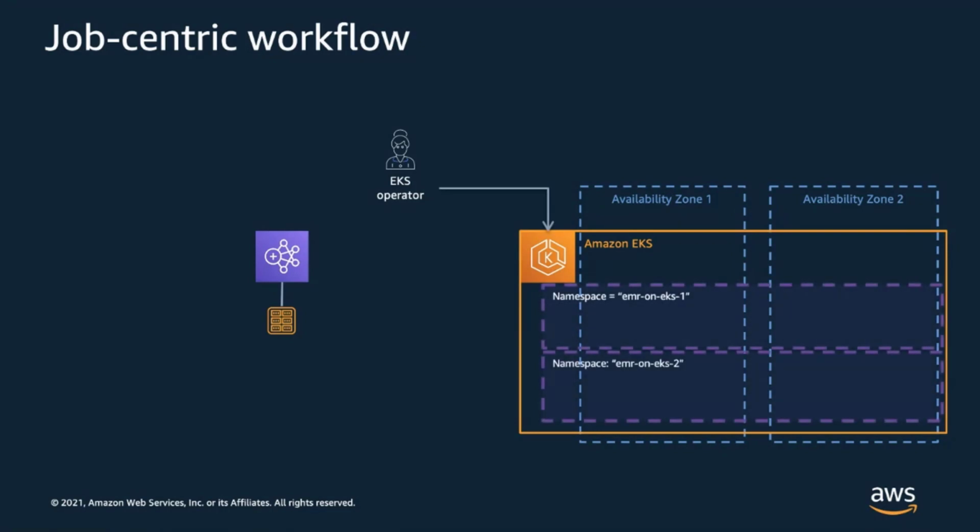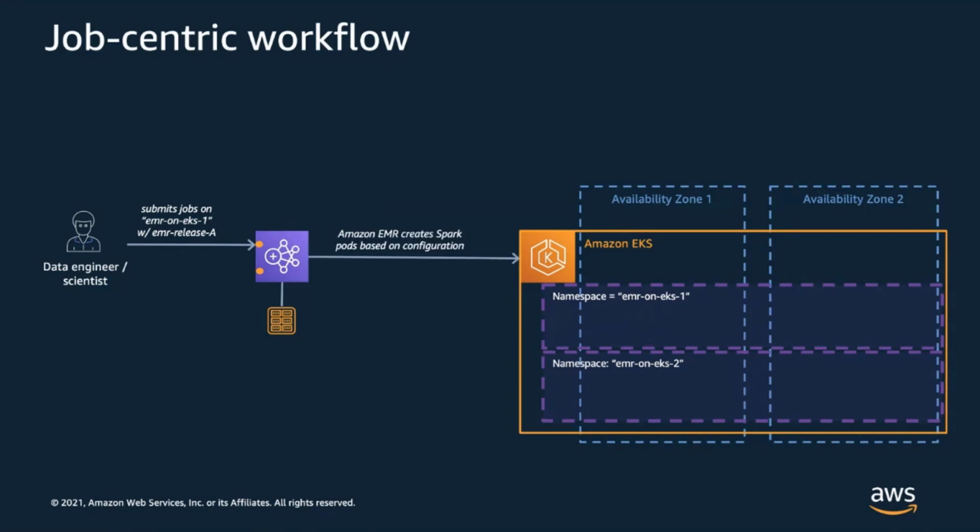So the EKS operator is going to go ahead and provision different namespaces on EKS, and in this case we have EMR on EKS1 and EMR on EKS2, and then we'll register those namespaces with EMR. So now you have virtual clusters on EMR that are pointing to those different namespaces. Then we might have data engineer one. This is a person that can use that first namespace. They'll submit jobs on EMR on EKS1, and they can use whatever release they want to. What happens is EMR creates the Spark pods based on that configuration. And so those pods get created.